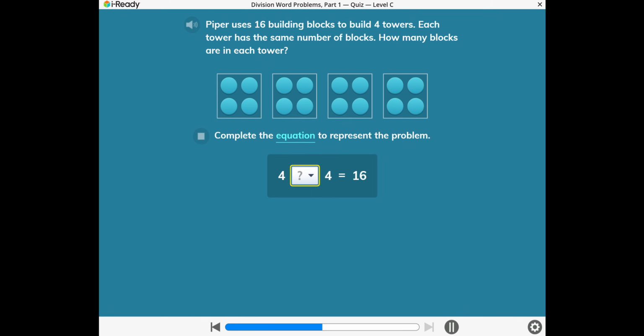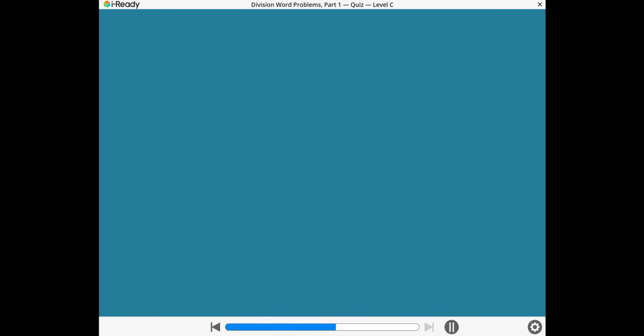Complete the equation to represent the problem. Doing division, I think. 4 towers times 4 blocks in each tower equals a total of 16 blocks. I knew. Well, I didn't know, but I learned 4 times 4 at school.